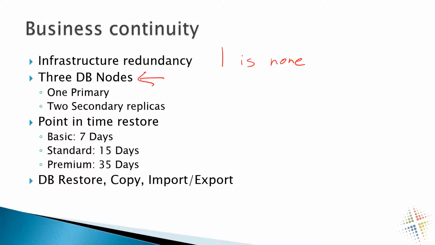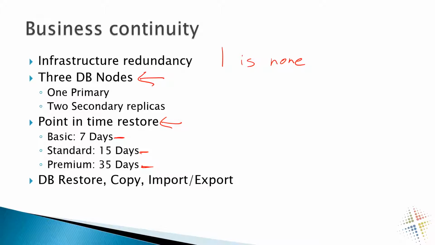Along with that, we have a point-in-time restore capability. Basically, every 15 minutes, it takes a snapshot of our environment, and we can restore to that point. If we're in a standard database, we can do that for up to 7 days. Basic, up to 7 days. Standard, 15 days, and premium up to 35 days of 15-minute increment recovery points.